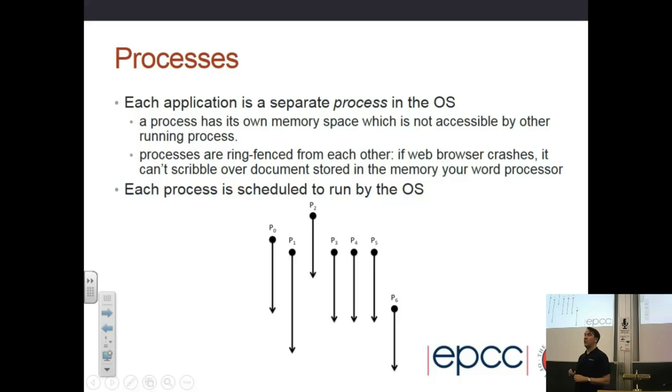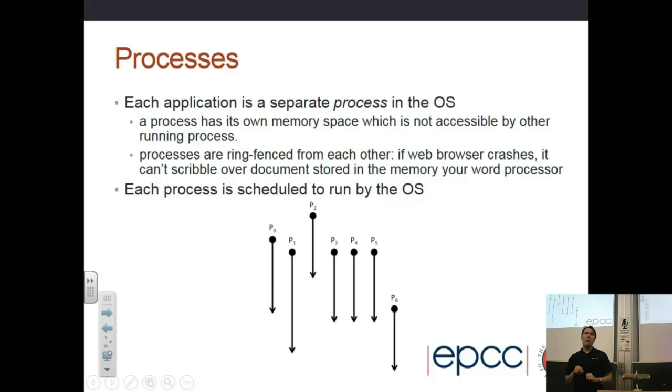And that's there for security. If your web browser crashes, you don't want it to randomly scribble over your word processor. In the old days, we didn't have this. When the first Macs came out, the classic funny little Mac computers, there was no memory protection. Different processes could just scribble over each other's memory, so they crashed all the time. One process went haywire, it could scribble over the memory of all the other ones. So memory protection is very, very important, but it means that processes are ring-fenced things. They run a program and they have their own memory.